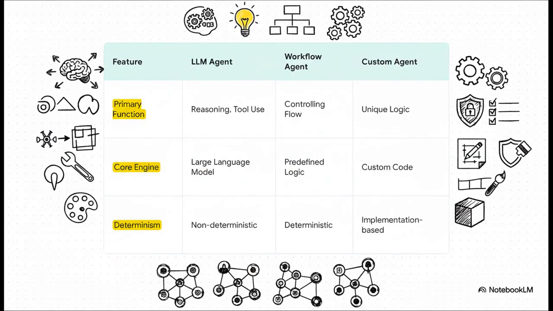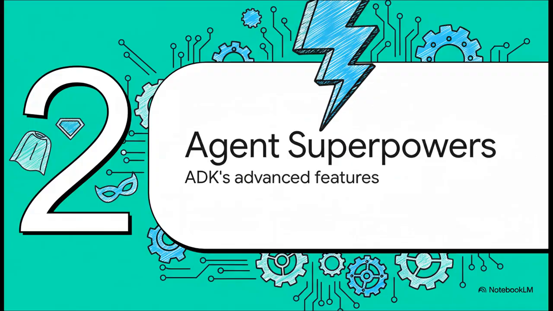So that begs the question, right? How do you pick the right one? Well, it's pretty straightforward. If you need something that can reason, be creative, and use tools on the fly, you're going to reach for an LLM agent. But if you need a process that's super predictable, like do this, then do that, the workflow agent is your best friend. And for literally everything else, when you need to write your own custom rules from scratch, you just build a custom agent.